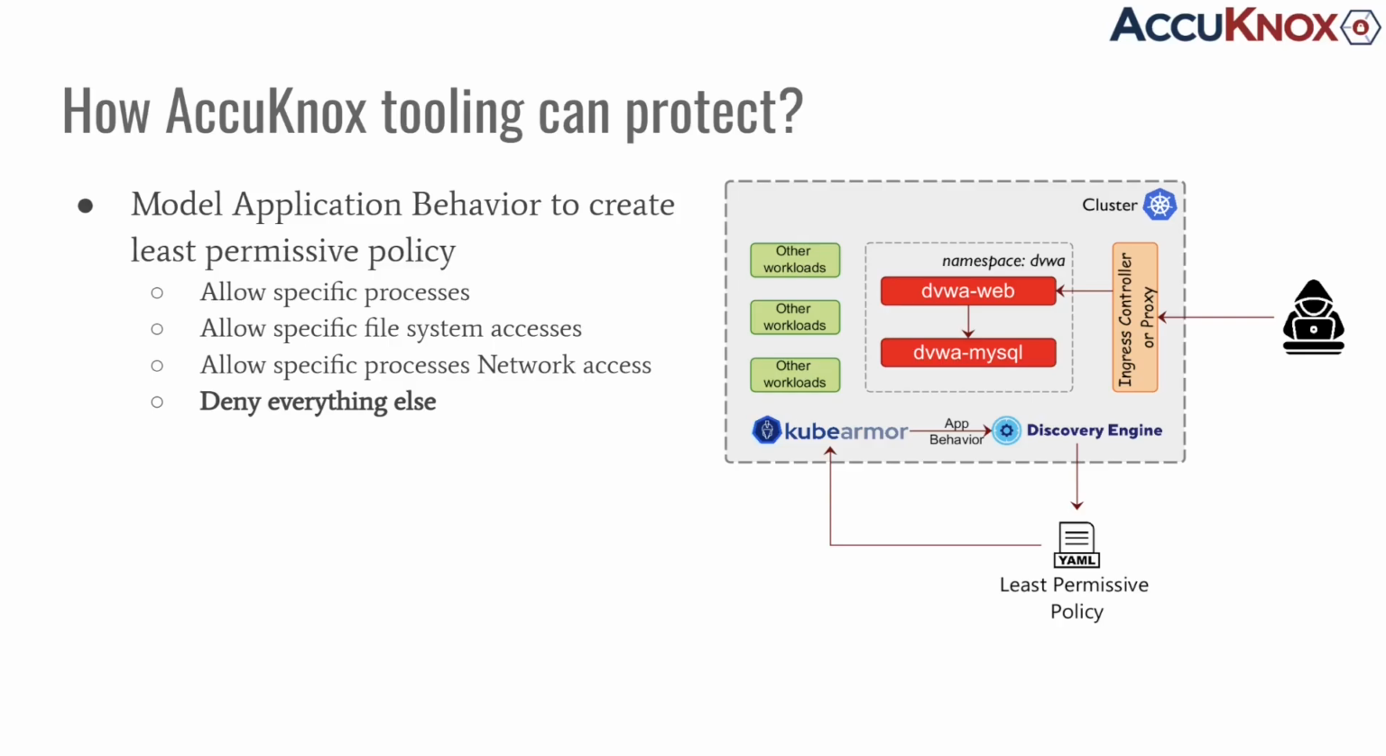The two primary components in use here are, one, KubeArmor, that provides visibility for the application behavior and policy enforcement, and secondly, Discovery Engine, that consumes this visibility information from KubeArmor and provides auto discovery of the least permissive security posture. Let's see how the demo looks.